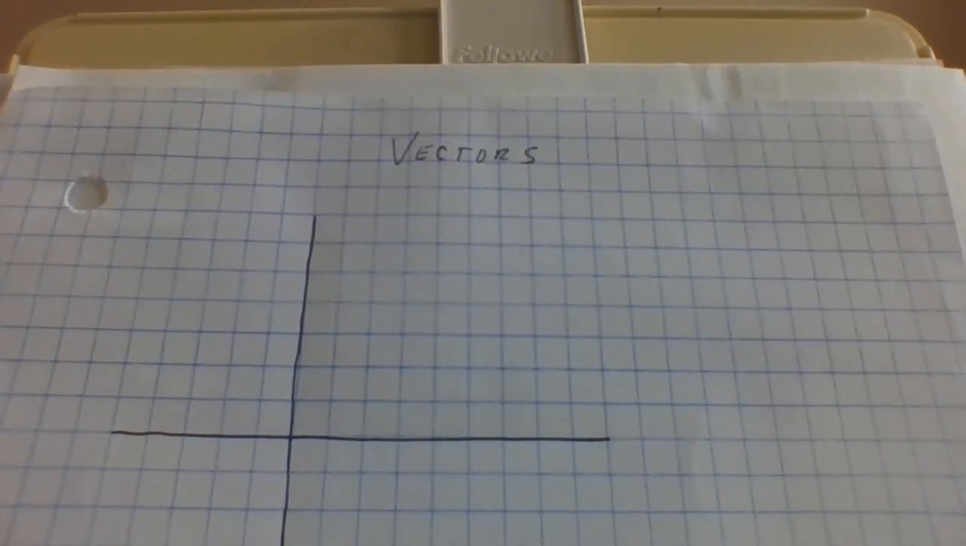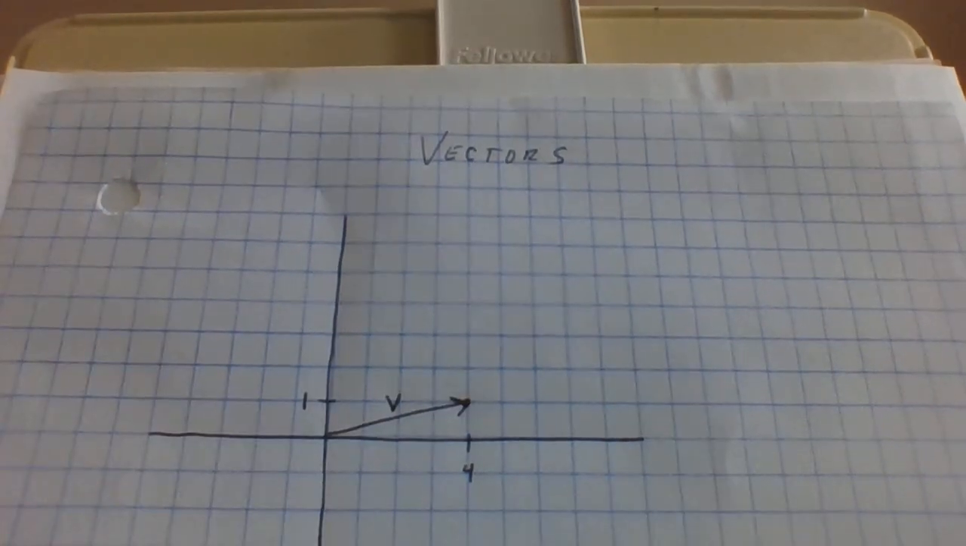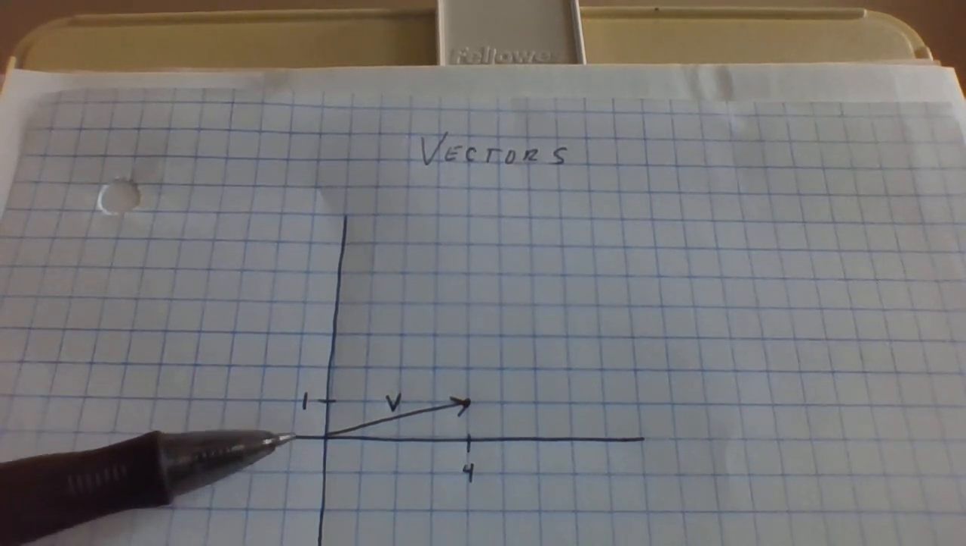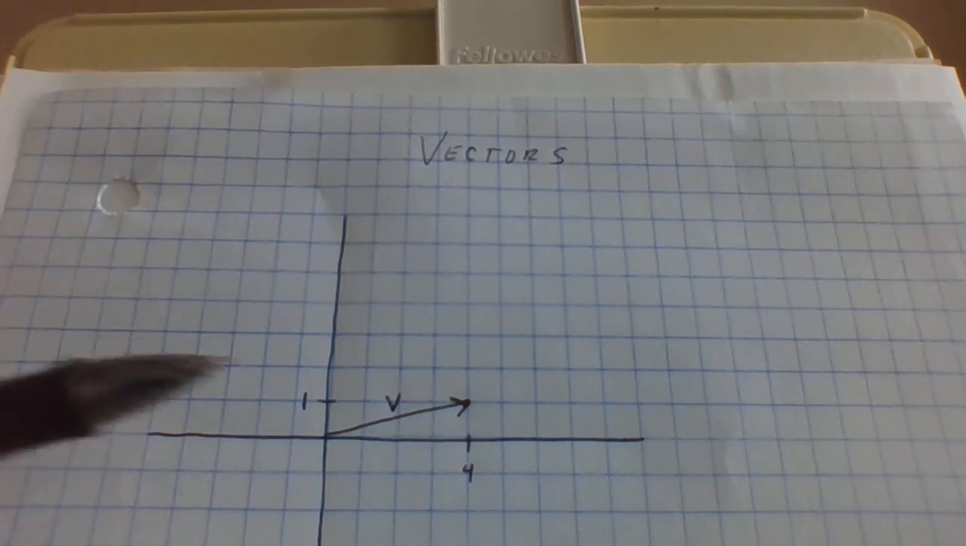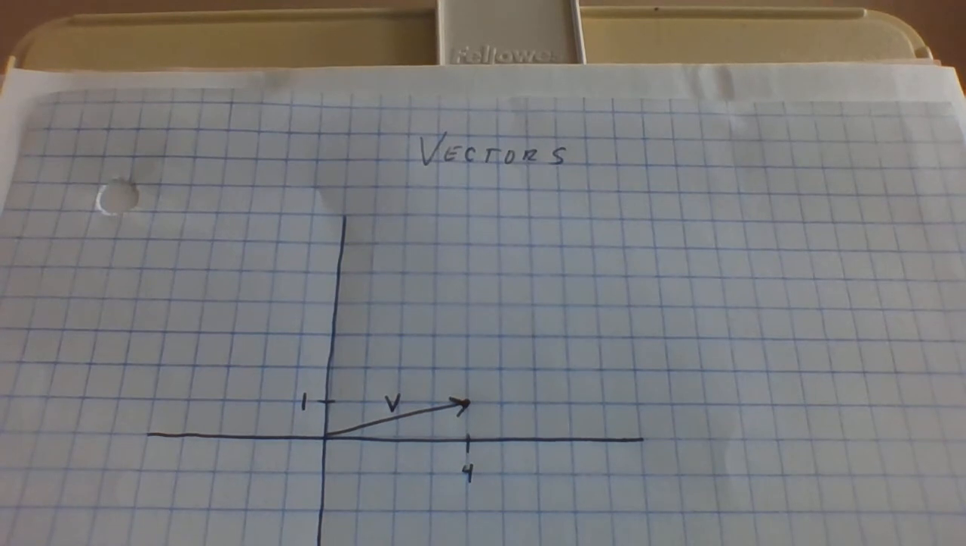On my grid, I'm going to go ahead and plot the point (4, 1) first. The point (4, 1) is plotted on my grid. Now let's go ahead and draw the vector ⟨4, 1⟩. When we draw our vector, we're going to start our vector at the origin, and our vector is going to end at that point (4, 1). The arrow is going to be what represents our vector, and I went ahead and labeled this one vector v.